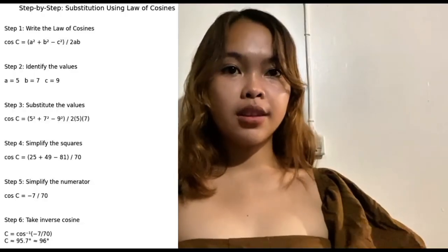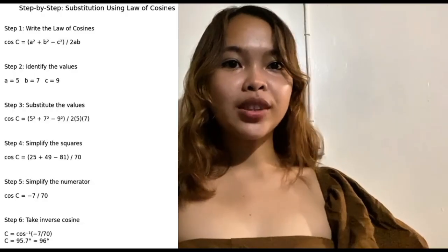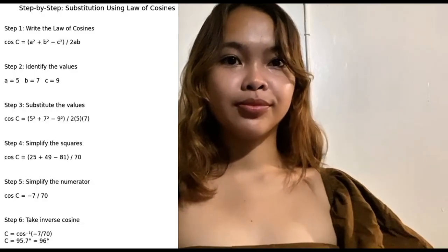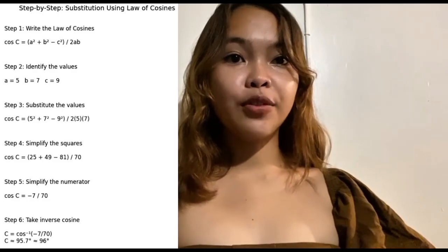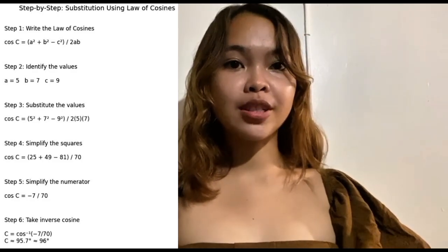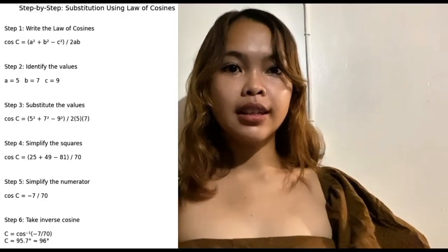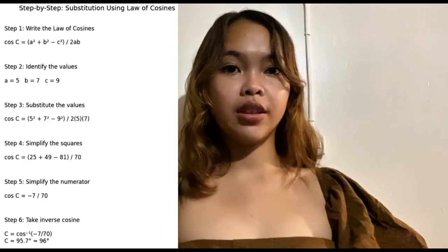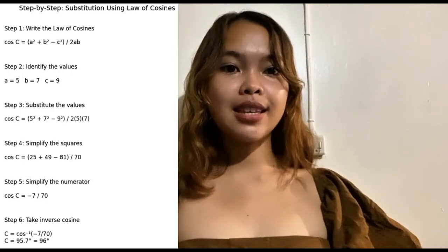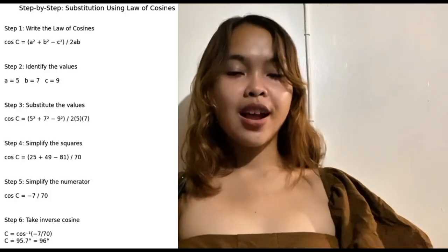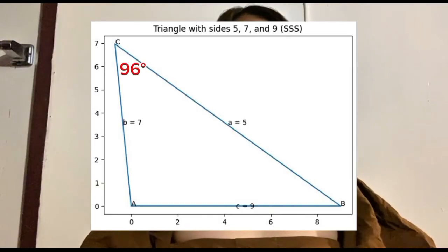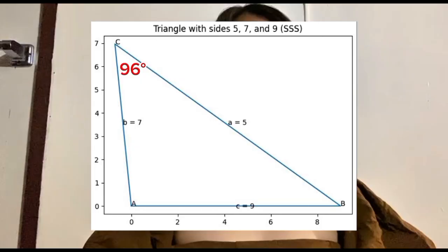Step 6, the final answer. Finally, we take the inverse cosine. C equals cosine inverse of negative 7 over 70. This gives us C approximately 95.7 degrees, or about 96 degrees. Conclusion. Therefore, the angle opposite the longest side is approximately 96 degrees.